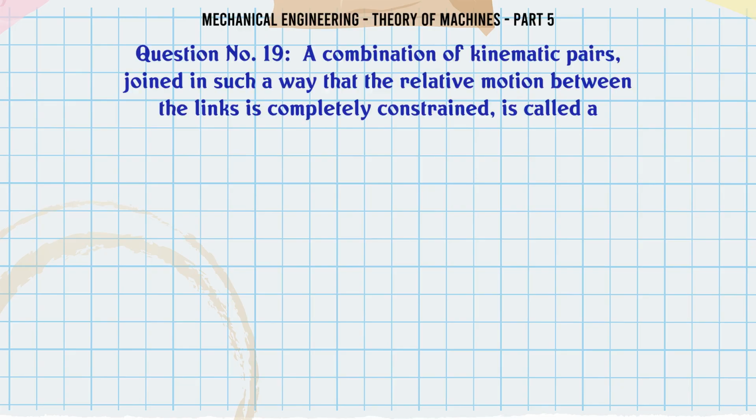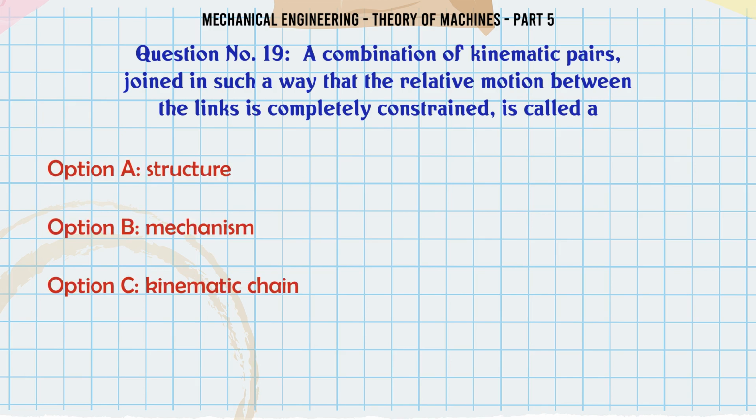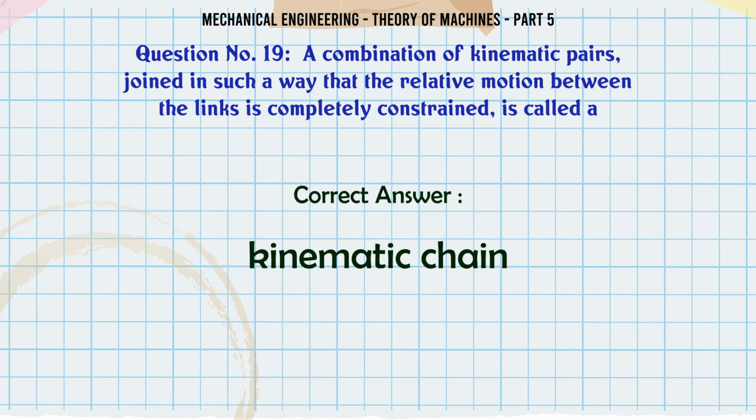A combination of kinematic pairs joined in such a way that the relative motion between the links is completely constrained is called A. Structure. B. Mechanism. C. Kinematic chain. D. Inversion. The correct answer is kinematic chain.